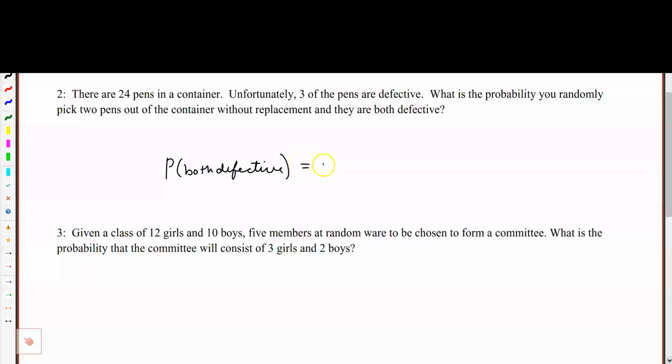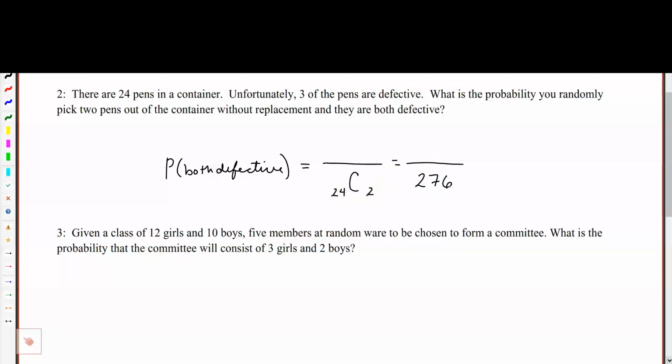First, let's take a look at our sample space. The 2 pens that you pick, the order is not going to matter. It's just going to matter that you pick 2 of them. So this will be a combination. Out of 24 pens in the container overall, you want to pick 2 of them. That builds my denominator, which if I evaluate, 24 choose 2 would be 276. So that's the number of ways of picking 2 pens out of this container.